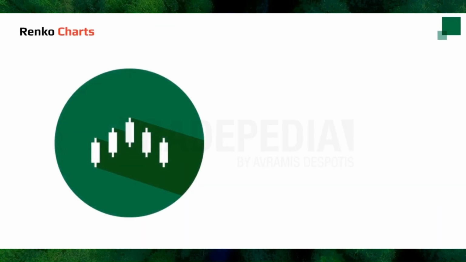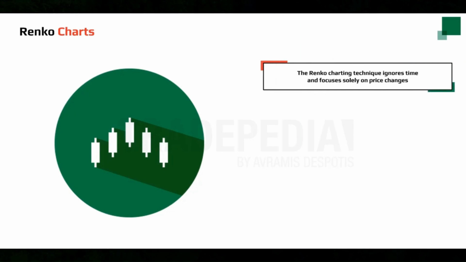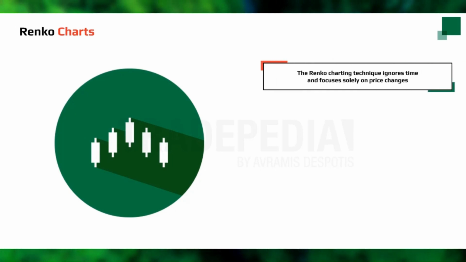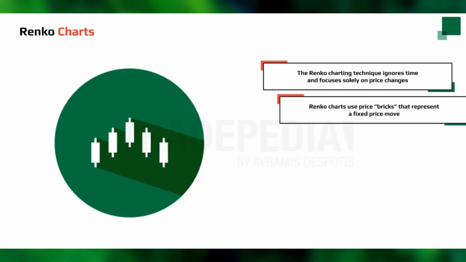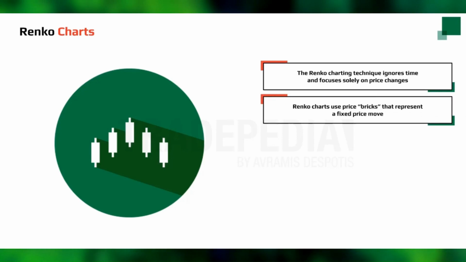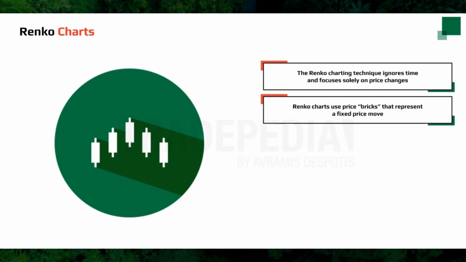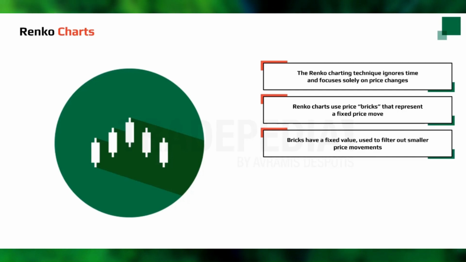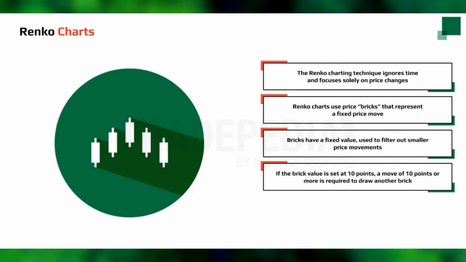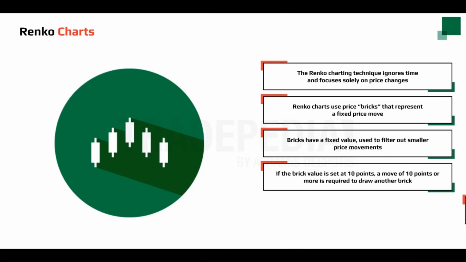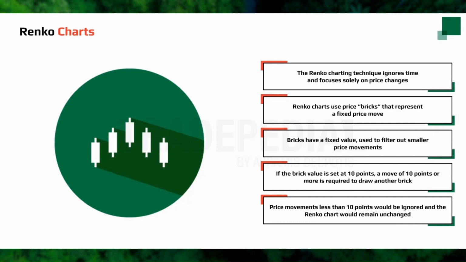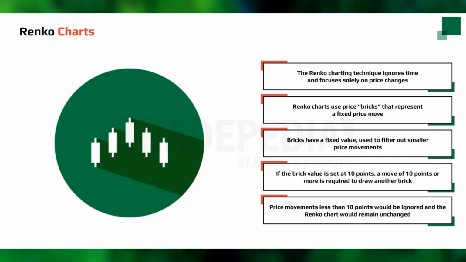Like in point and figure charts, the Renko charting technique ignores time and focuses solely on price changes. Renko charts use price bricks that represent a fixed price move. These bricks are sometimes referred to as blocks or boxes. Bricks have a fixed value used to filter out smaller price movements. If the brick value is set at 10 points, a move of 10 points or more is required to draw another brick. Price movements less than 10 points would be ignored, and the Renko chart would remain unchanged.